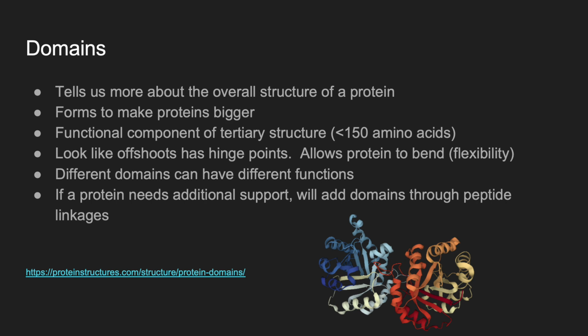Domains will form to make proteins larger. The functional component of tertiary structure is also domains, and this is less than 150 amino acids per domain. Domains look like offshoots and have hinge points. These allow the protein to bend, allowing for flexibility. Different domains can also have different functions. If a protein needs additional support, it will add domains through peptide linkages. In this image, you can see that each color will represent a domain, and they are all linked.